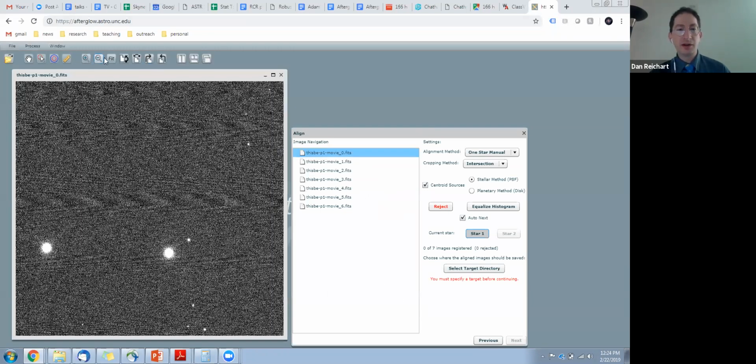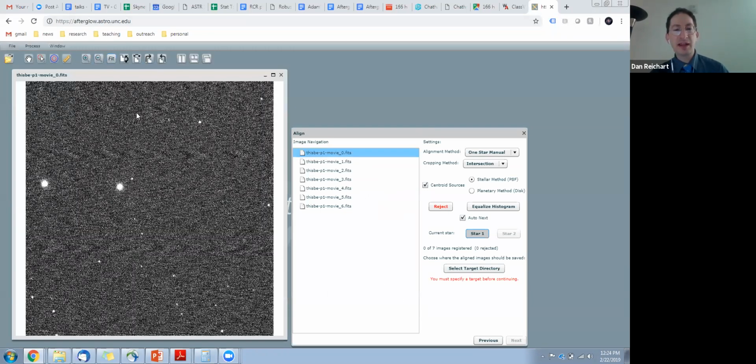And so here we're in the alignment thing. I like to fit first. And we have 7 images here. And for this, since they're all from the same telescope, we can again do single star, 1-star alignment. And you can pick any point of light here.